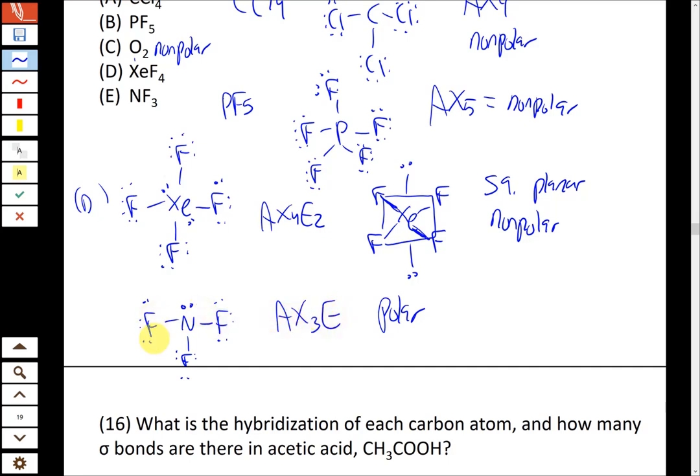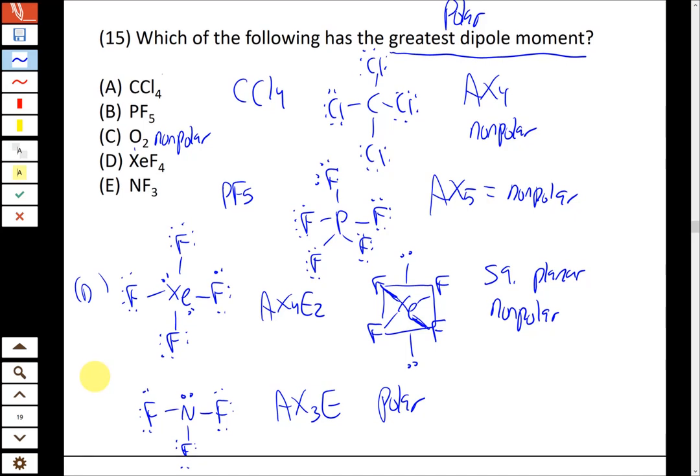In that case, it doesn't matter whether it's 3 identical atoms. It doesn't matter whether it's AX3E or AX whatever E. 1 lone pair on the central atom, that's definitely going to be polar. So we're looking for the one that has the greatest dipole moment. This is the only one that's polar. All the rest are nonpolar, meaning they have 0 dipole moment. So this one, regardless of what that dipole moment is, has to be the greatest of these because it's non-zero. So that's going to be the choice we pick there.